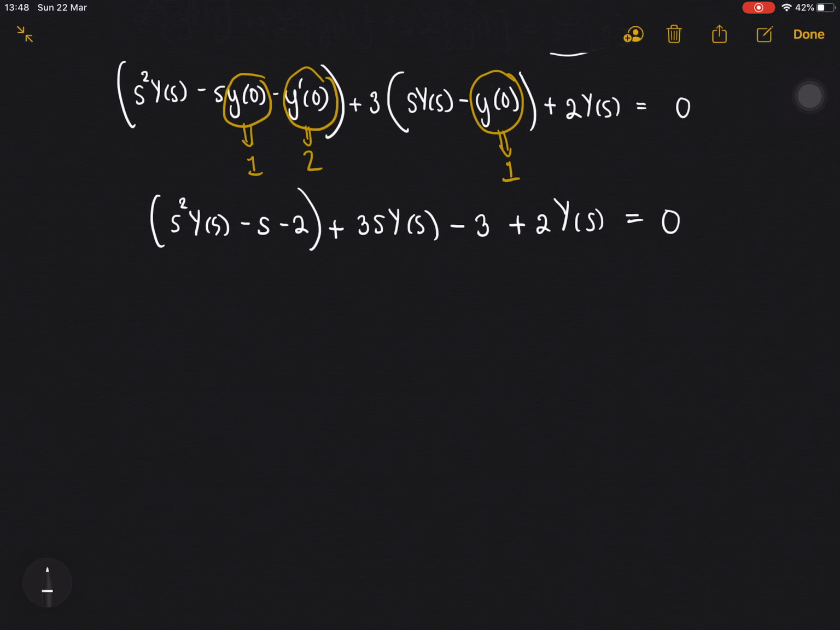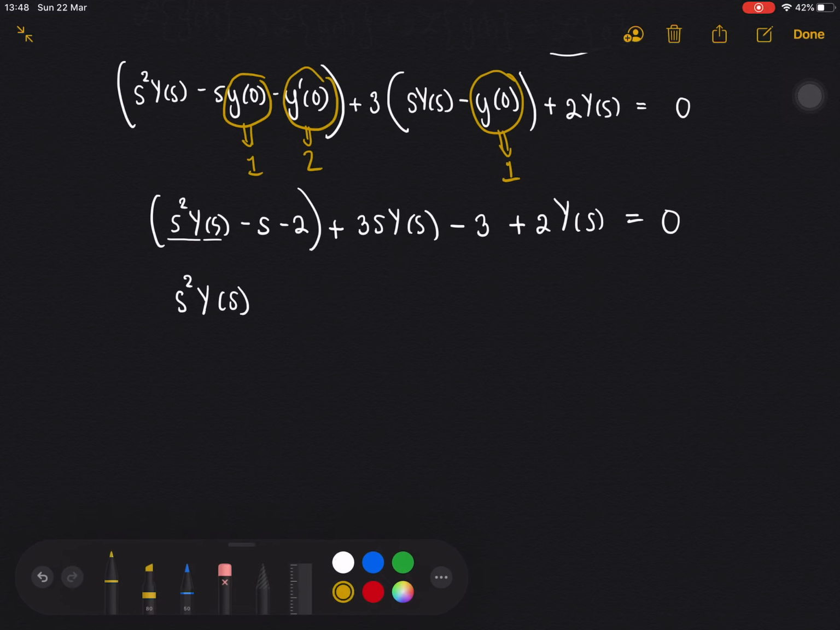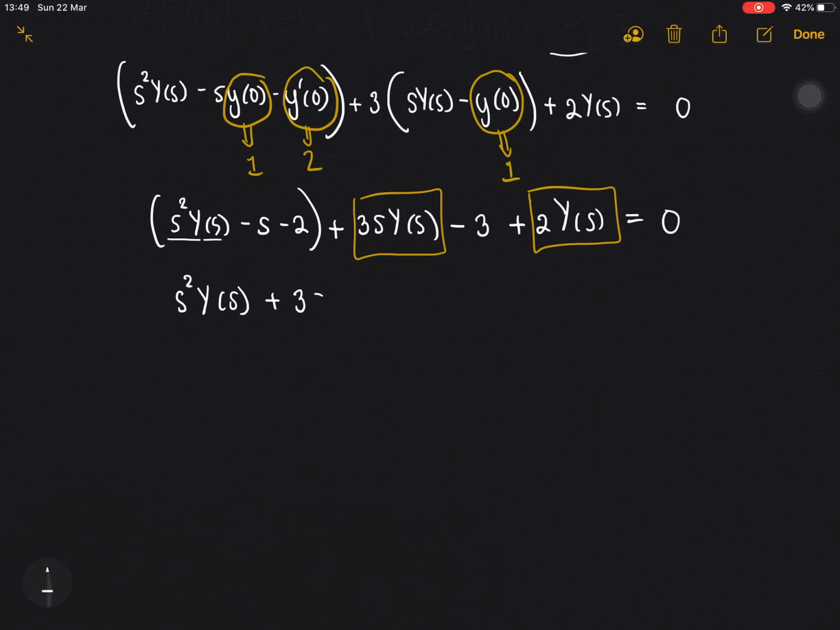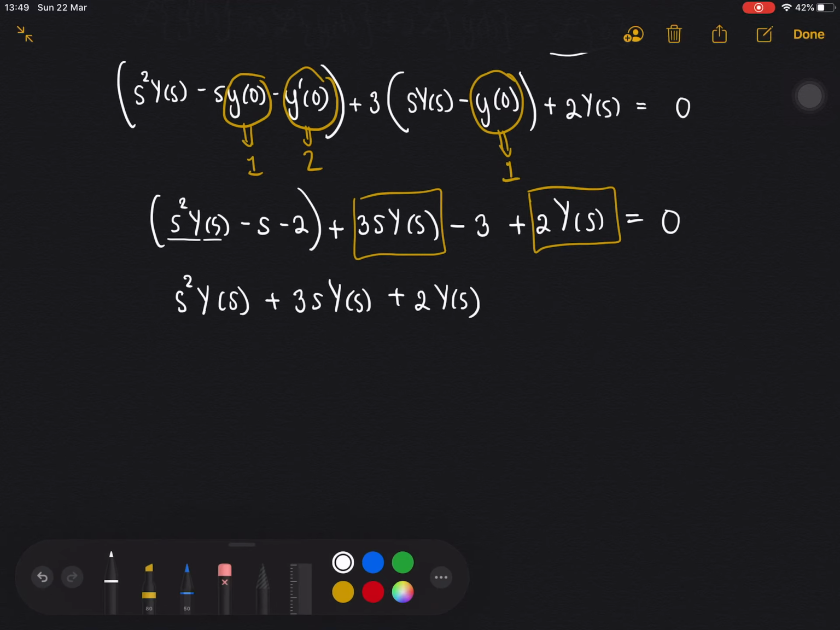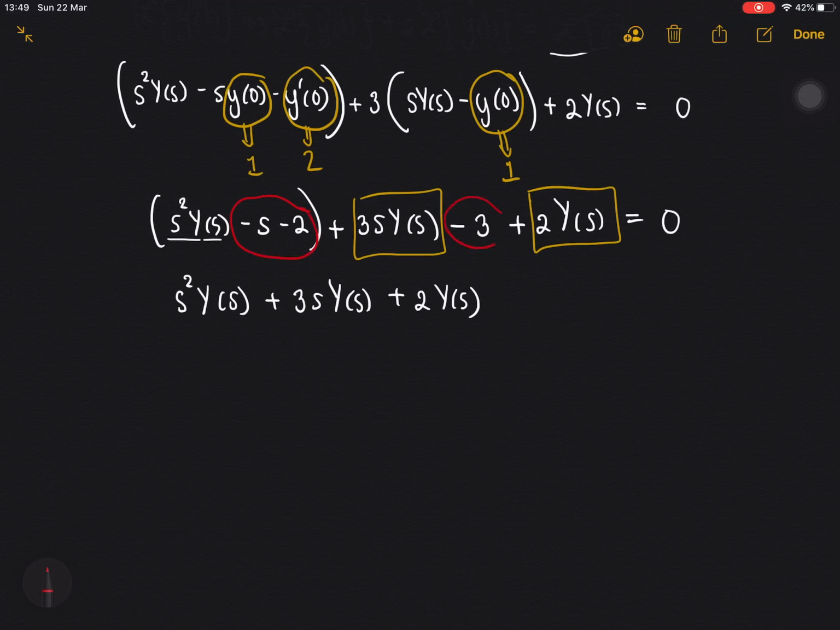And now we will group the same terms. So these ones become s squared Y(s). Next, you have to look for the group of the Y(s). So that is the first one, and that is the second one. So you will have that for the Y(s), add with 2 multiplied with the Y(s) term here, and then the remaining terms are these 2 and that 1. So you will have minus s, and then minus 2 minus 3 equal to 0.